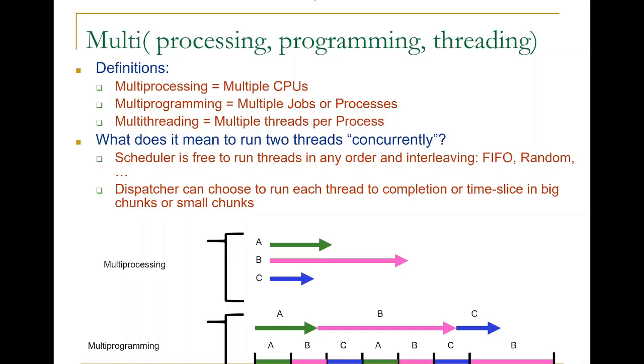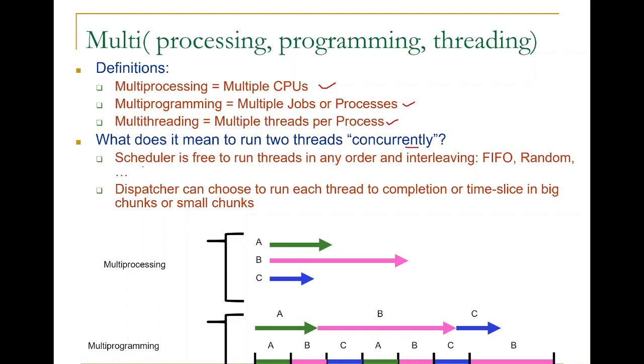Now, let's look at multiprocessing, multiprogramming, and multithreading. Definition: multiprocessing means it has multiple CPUs. Multiprogramming means that there are multiple jobs or processes that can be done at a time. Multithreading means there are multiple threads per process. The question now is, what does it mean to run 2 threads concurrently?